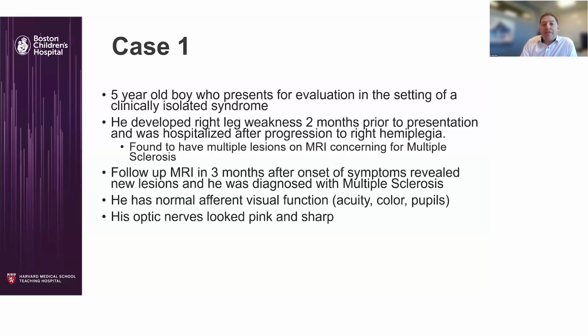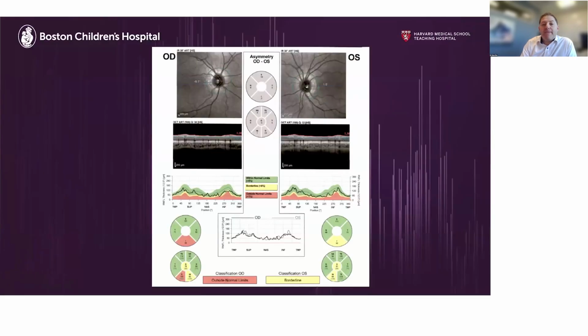One of the problems with the McDonald criteria is that it does not hold up very well, especially in young children. So our neurology team was looking for more information. A follow-up MRI 3 months after symptoms started revealed new lesions, and he was diagnosed with multiple sclerosis. When I saw him for his baseline exam, he had normal afferent visual function. His optic nerve looked perfect. He looked like a normal 5-year-old boy.